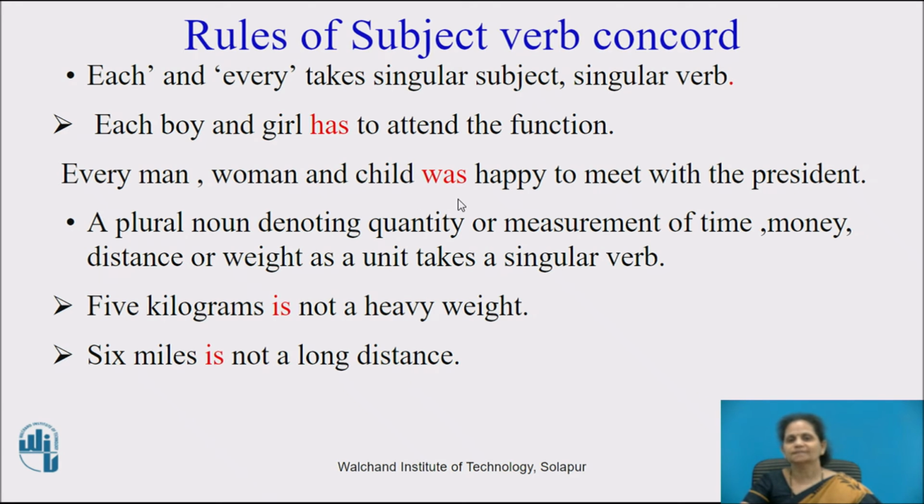So singular verb. The next rule is a plural noun denoting quantity or measurement of time, money, distance or weight as a unit takes a singular verb. See the example. 5 kilograms is not a heavy weight. Here this kilograms, though it is in a plural form, it indicates one unit, and that's why the verb is also in a singular form. 6 miles is not a long distance. So singular subject, singular verb.